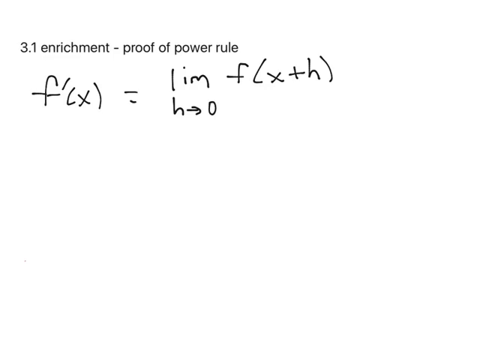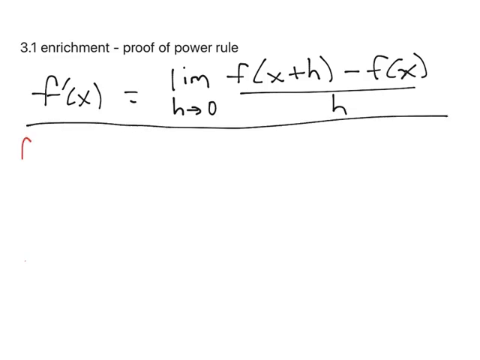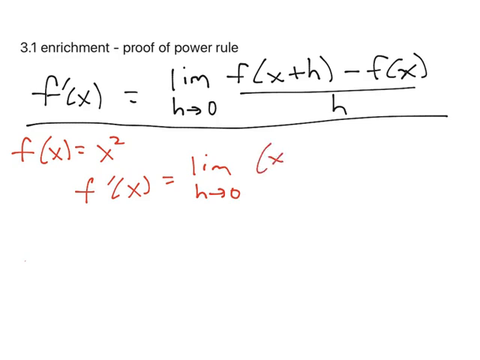Remember that the definition of the derivative, f prime of x, we can write it in this form. It's the limit as h goes to 0 of f of x plus h minus f of x over h. That's our definition. Now let's try some cases. If f of x is equal to x squared, then that means that f prime of x has to be the limit as h goes to 0 of x plus h squared minus x squared over h.